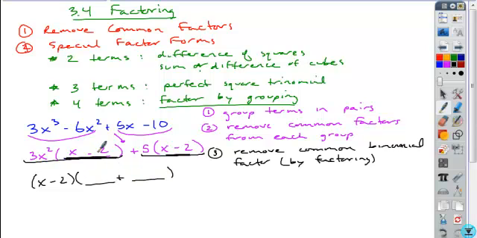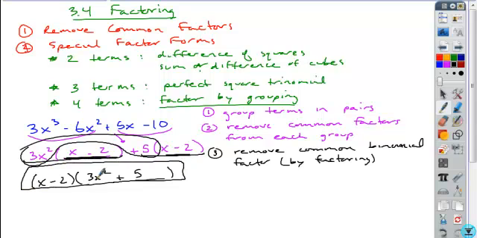It just so happens that when you take out the x minus 2, the first group is going to be left with 3x squared. The second group, when you take out the x minus 2, it's just going to be left with 5. The other way to think of this is when you remove this common binomial factor, I'm just going to be left with the factors 3x squared and plus 5 becoming the terms of my other binomial factor. And that would be your simplified form.